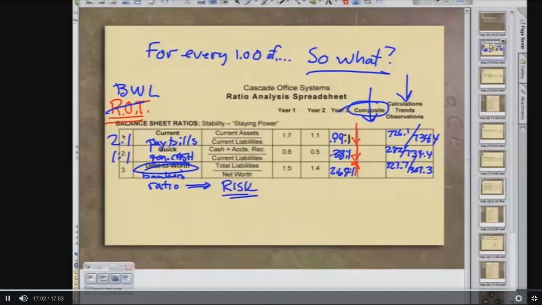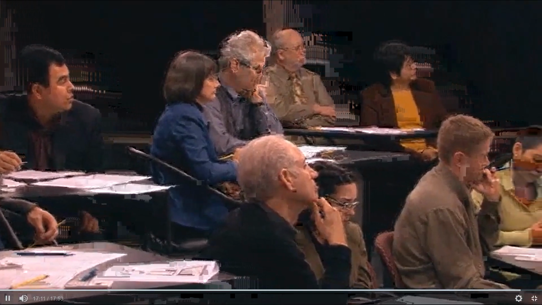In other words, right now, in this particular company, all three of his balance sheet ratios are going which way? The wrong way. His ability to pay bills is deteriorating, his ability to generate cash is deteriorating, and his risk is increasing. Overall, the quality of his balance sheet is doing what? Deteriorating. That's exactly right.